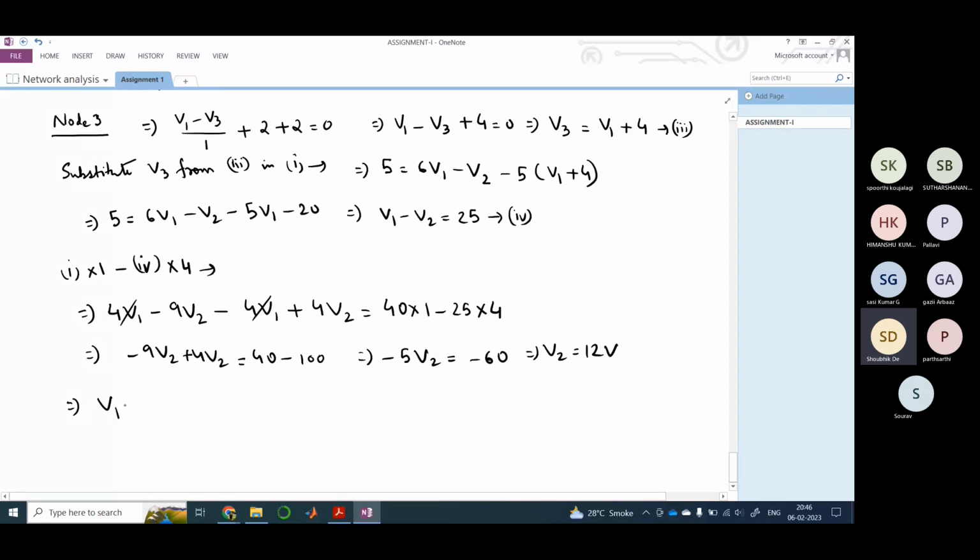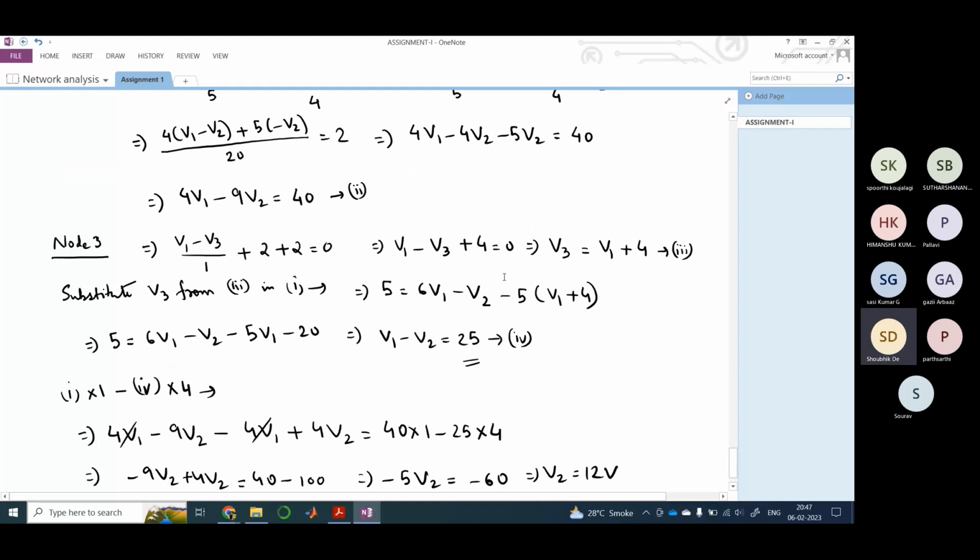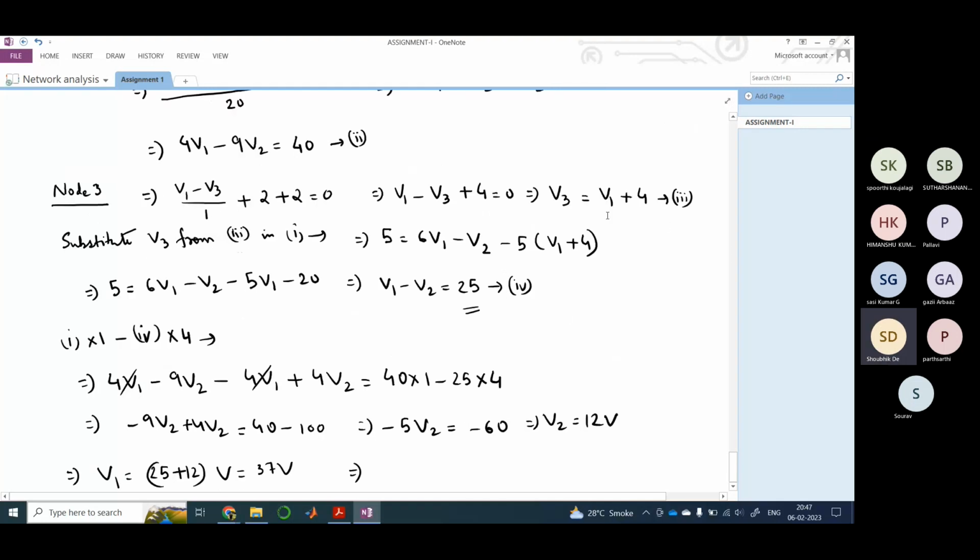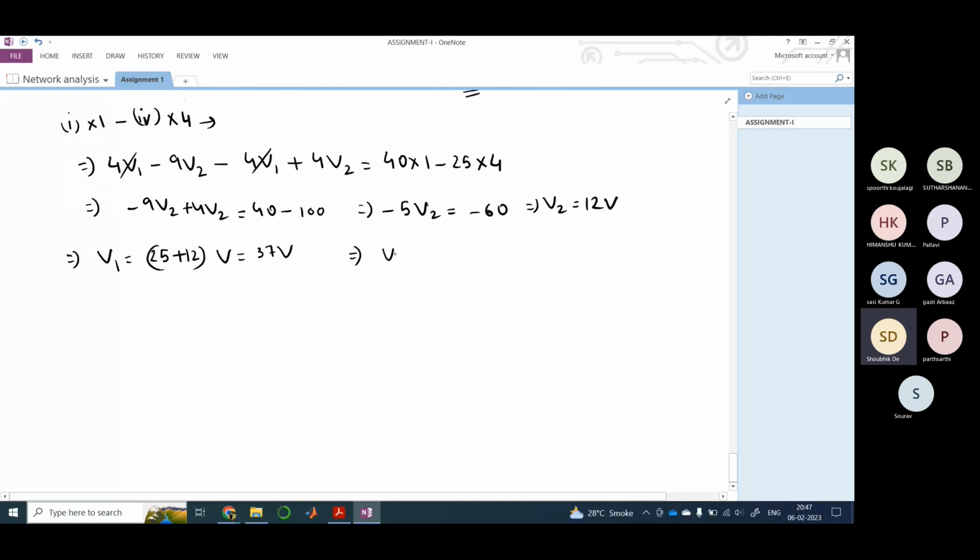Now we can easily calculate V1 once we have V2. So you need to substitute this here: 25 plus 12 volts, so this would be 37 volts. And what would be V3? Where was V3? Yeah, V3 was this equation. V3 would be V1 plus 4, so 37 plus 4, 41 volts, right? Now we have everything. We have V3, V2, and V1, right?